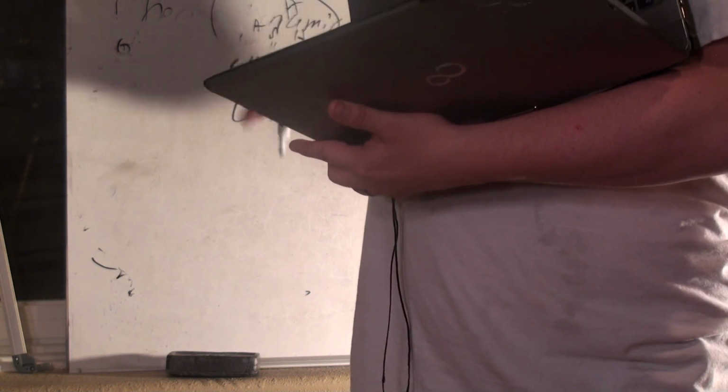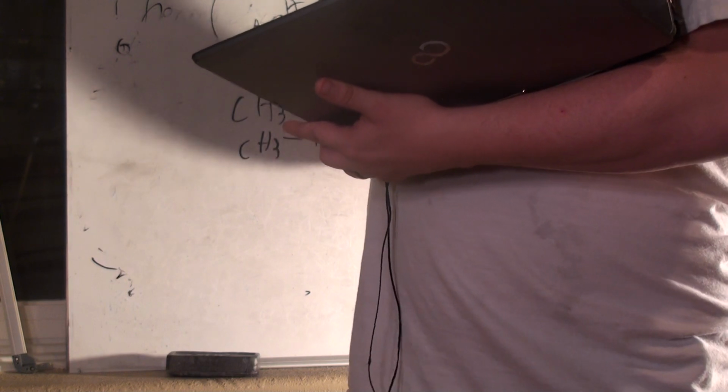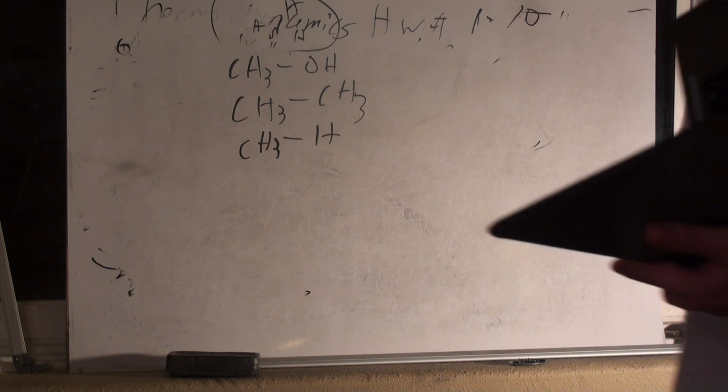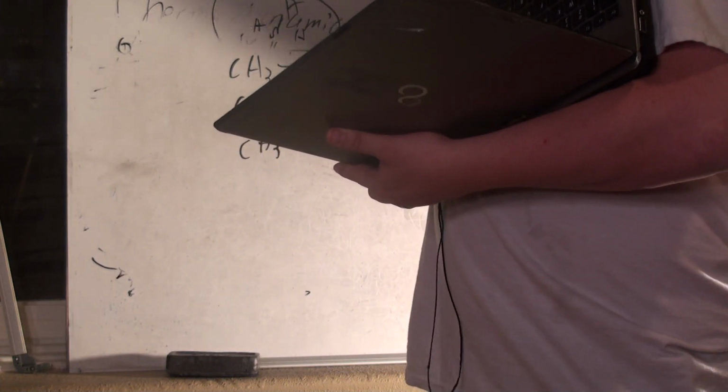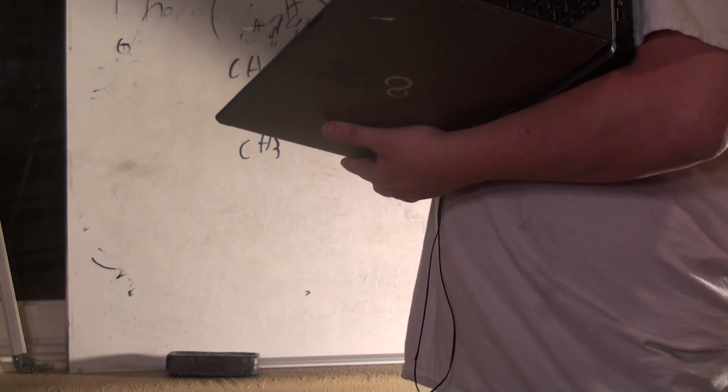It says, calculate the van der Waals parameters, A and B, from the critical point data for these three species. So I've got CH3OH, methanol, CH3CH3, ethane, and CH4, methane. Okay, so I'm calculating stuff. I need to write down some equations and some assumptions. I'm assuming that the van der Waals EOS is valid.